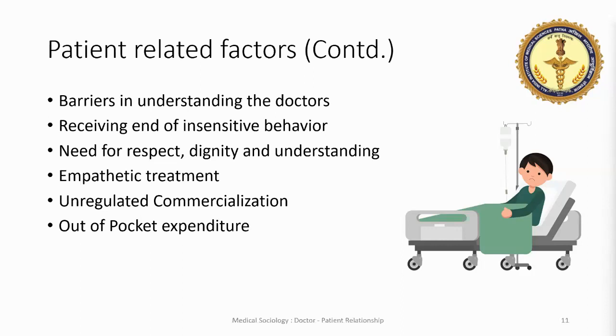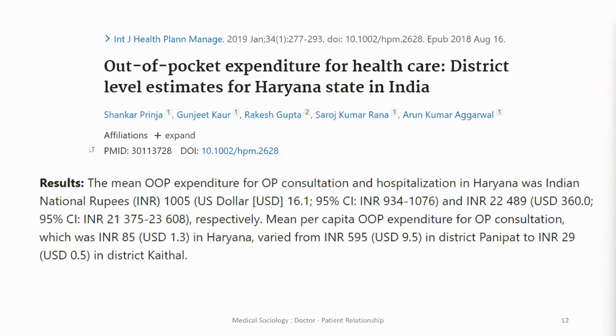Okay, a study in a Haryana district has shown that the average out-of-pocket expenditure for OPD consultation is around 1,000 rupees, and for IPD consultation is around 22,500. It also shows that the mean per capita out-of-pocket expenditure for OP consultation is around 85 rupees, which ranged from 595 to 29 rupees in different districts of Haryana.